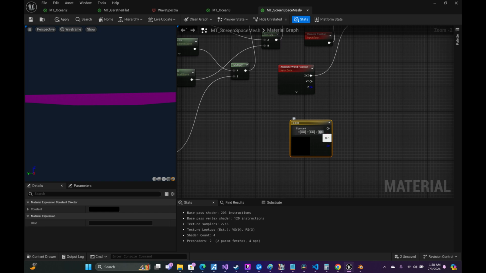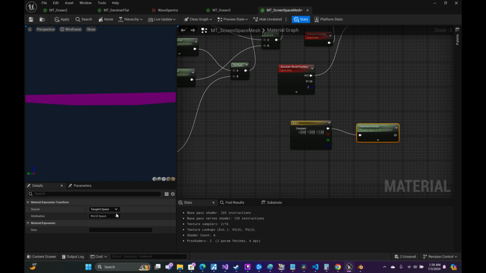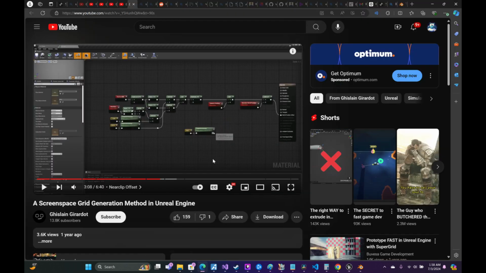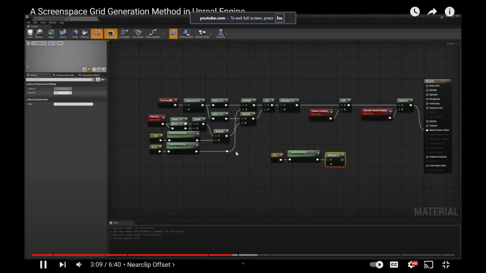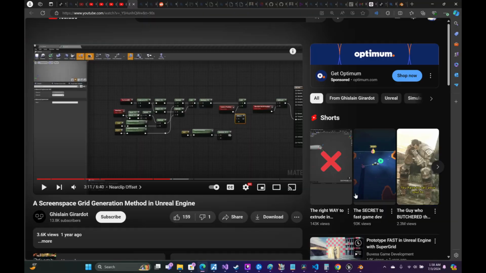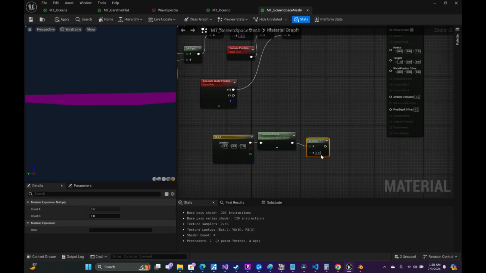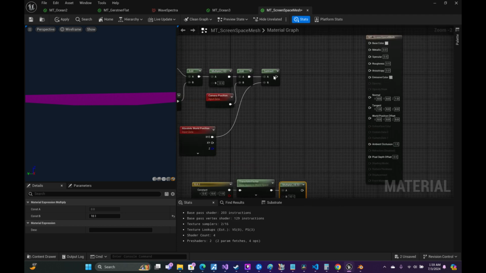0, 0, 1. Transform view space to world space. Centimeters, but just slightly above 10, okay? Multiply by 10.1. 10.1. Do I just add it? Probably just add it. Let's find out.